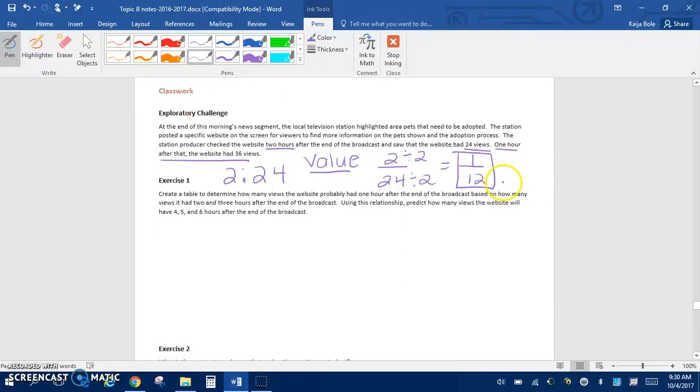So, exercise 1 says to create a table to determine how many views the website probably had 1 hour after the end of the broadcast based on how many views it had 2 and 3 hours after the end of the broadcast. Using this relationship, predict how many views the website will have 4, 5, and 6 hours after the end of the broadcast. So we're making a table. So we will have hours, and then we will have views.